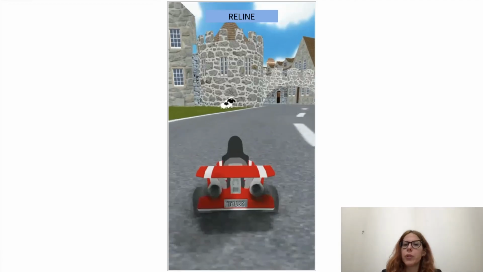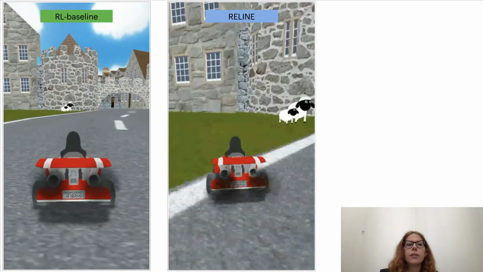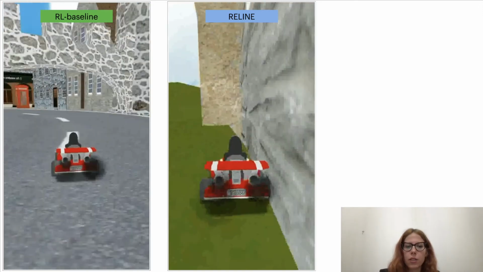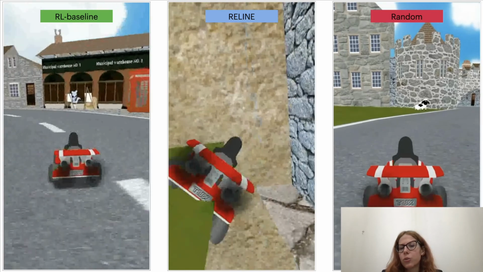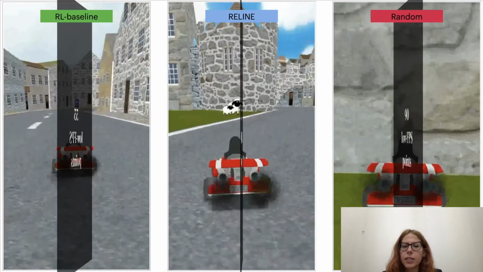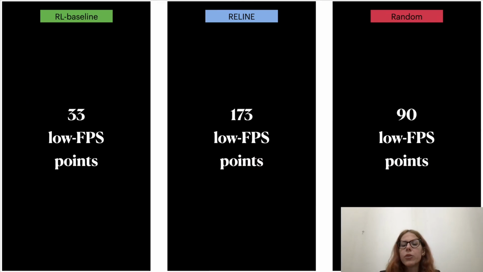So again, to evaluate our approach Reline, we trained a reinforcement learning baseline agent, so an agent just able to play, and a random agent, so an agent that simply performs some random actions. And here we have the results. We can notice that Reline was the best agent in spotting low FPS points, but also the random agent was quite good in spotting such points compared to the reinforcement learning baseline. But let's see this result closer.